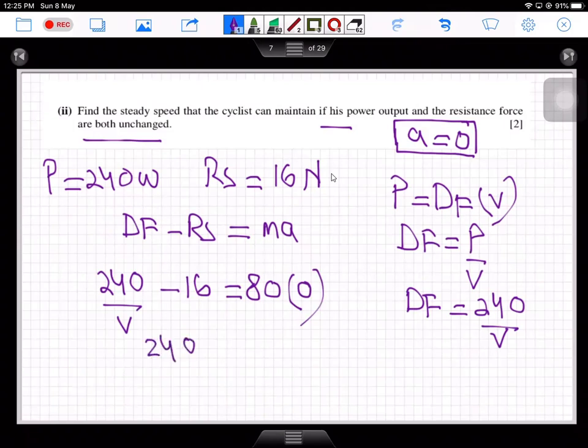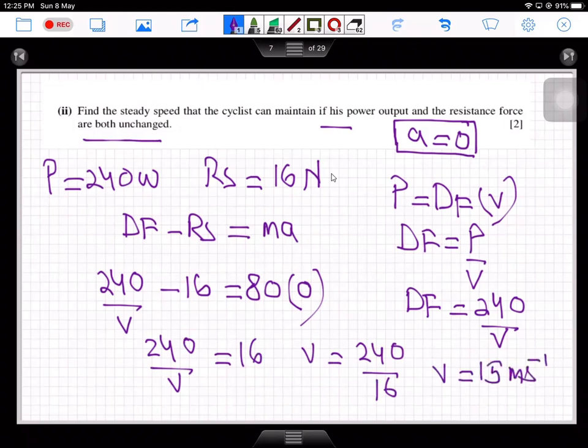Just solve this equation, find the value of V. So 240 over V is equal to 16. Therefore, V is equal to 240 divided by 16, which is 15 meter per second. Here you go, you have 2 marks for this part.